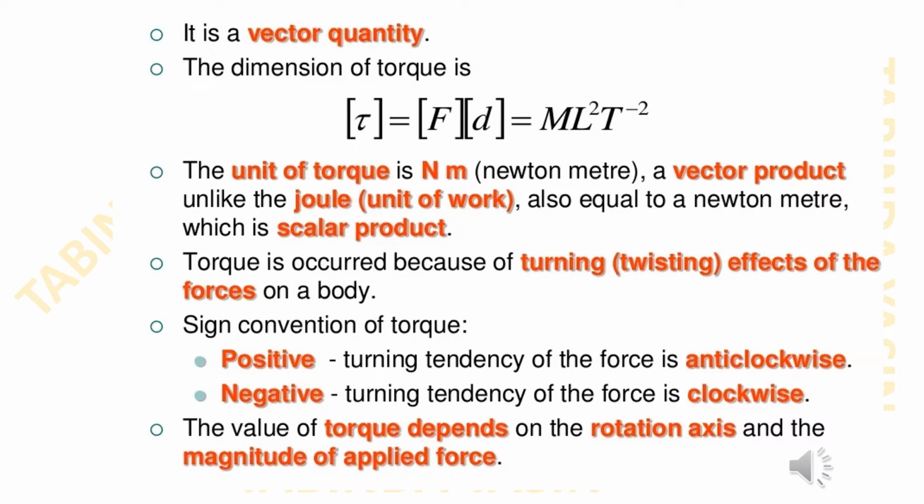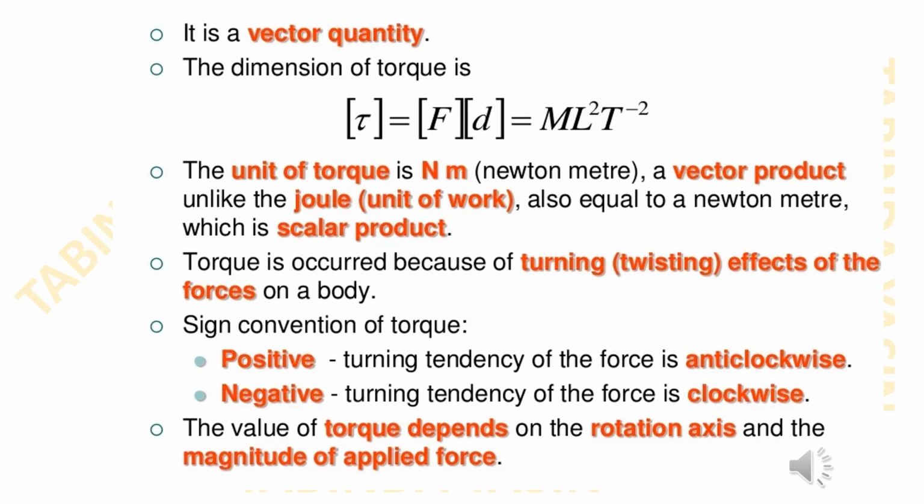This shows that torque is also a vector quantity. The dimensions of torque: tau dimension is equal to F mod into D mod, which is equal to ML²T⁻². The unit of torque is Newton meter. It is a vector product, unlike the joule, the unit of work, which is also equal to the Newton meter but comes from a scalar product. It means that in the case of torque, the product is a vector product, so it is a vector quantity.